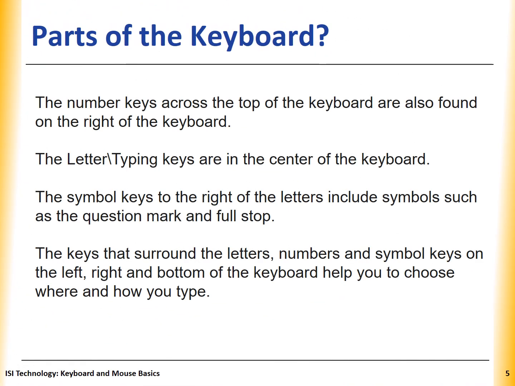Parts of the keyboard again. The number keys across the top of the keyboard are also found on the right of the keyboard. I already showed you this earlier. The letter typing keys are in the center of the keyboard. I also showed you that earlier. The symbol keys to the right of the letter include symbols such as the question mark and full stop. The keys that surround the letters, numbers, and symbol keys on the left, right, and the bottom of the keyboard help you to choose where and how you type. We are going to practice this later on.